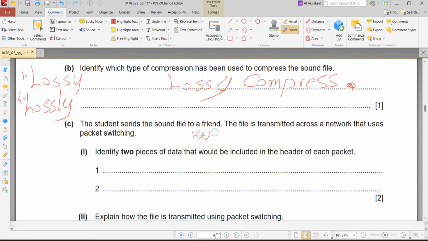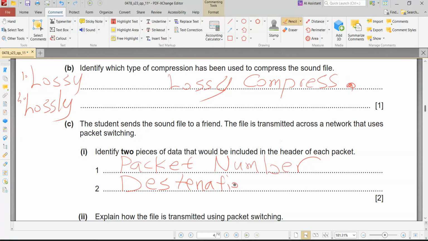So I'm going to write down here as an answer the packet number, or I can also write the destination or the receiver IP address.